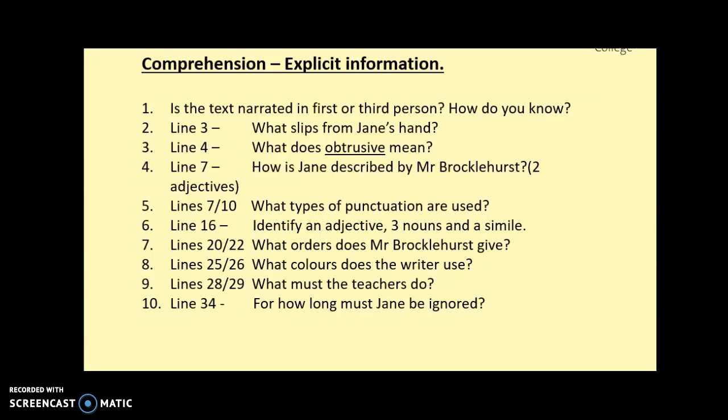Lines 20 to 22. What orders does Mr. Brocklehurst give? Lines 25 to 26. What colours does the writer use? And what are the effects of these colours? What do these colours suggest? Lines 28 to 29. What must the teachers do? Line 34. For how long must Jane be ignored? And think about the emotional impact that this will have on Jane.